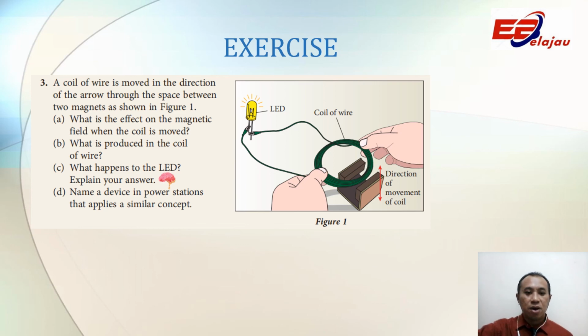C. What happens to the LED? Explain your answer. So, the LED will light up. Induced current flows through the LED. The flow of current through the LED causes the LED to light up. D. Name a device in power stations that applies a similar concept. The answer is generator.